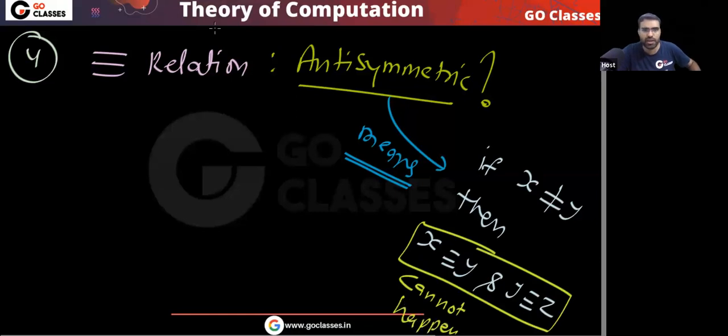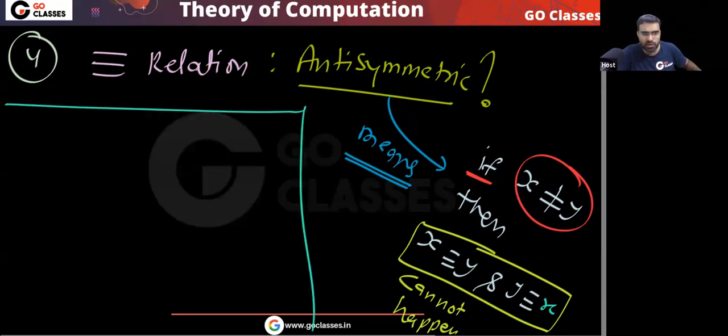Okay, this is the definition of antisymmetric. Please understand, if you take two different strings, then this cannot happen, that X is equivalent to Y and Y is equivalent to X. So tell me, this relation that is given to you, is this antisymmetric? This is not antisymmetric. Why? I can give you some DFA, or you can easily notice that if X is equivalent to Y, then Y is also equivalent to X.